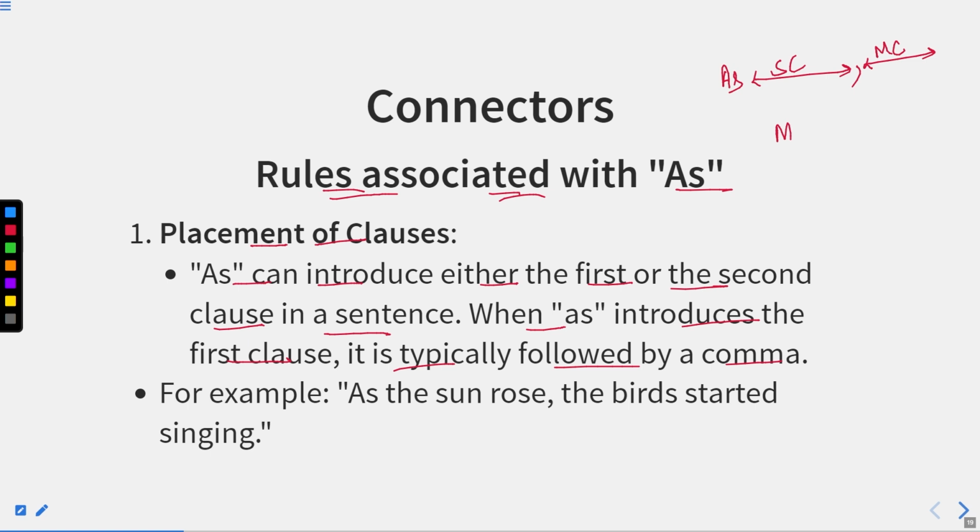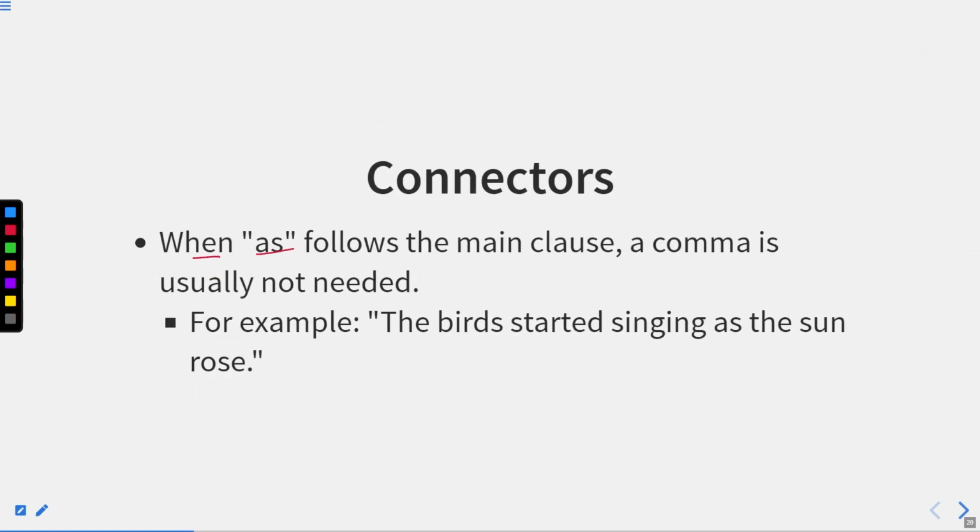But if the main clause occurs first, and after that we have "as" and then the subordinate clause, here we need not put any comma. For example, "As the sun rose, the birds started singing." You can see that this is the subordinate clause, this is the main clause, and this is "as," and in between we have put a comma. When "as" follows the main clause, a comma is usually not needed. For example, "The birds started singing as the sun rose." Here, "the birds started singing" is the main clause, and "as the sun rose" is the subordinate clause, and here we need not put a comma.